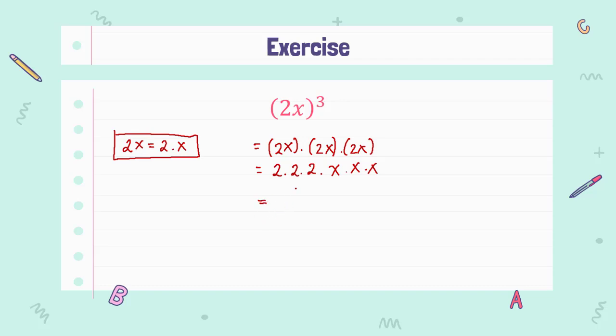Because they contain 2 bases, 2 and x, the first base is 2, and because it's repeating 3 times, I put 2 with the cube's power, and x repeating 3 times, so I put x with the cube's power right here. Because 2 with the cube's power is equal to 8, I put 8 with x with the cube's power right here. Is it easy? Okay, let's check another exercise.